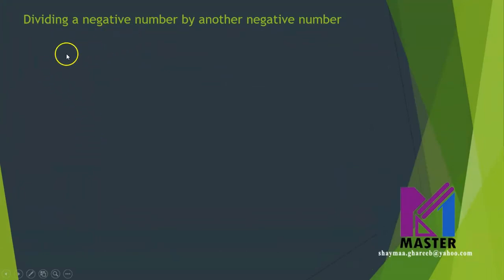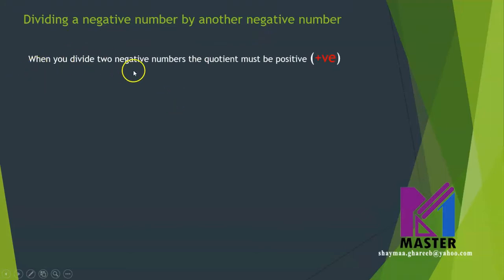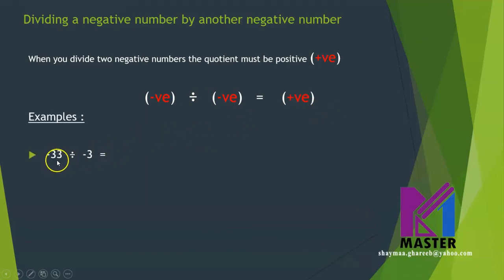Now, let's try dividing a negative number by another negative number. When we divide two negative numbers, the quotient must be positive. Do you remember in multiplication? When we multiply two negatives, the answer is positive. When we divide two negative numbers, the answer is positive. Let's see examples. -33 divided by -3. Negative divided by negative equals positive, so the answer will be positive 11.